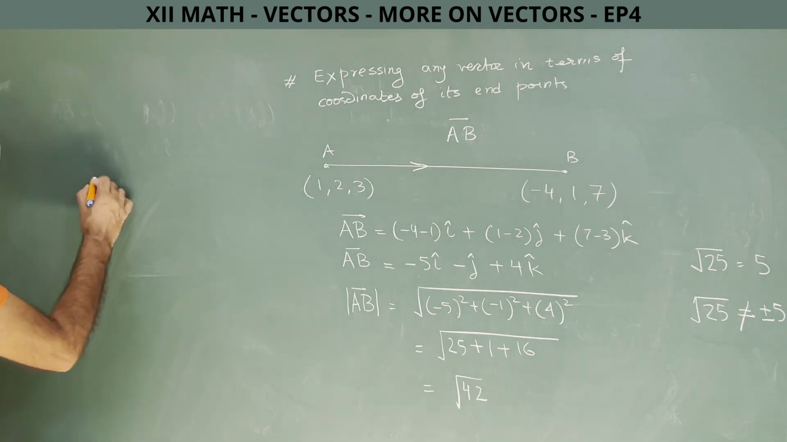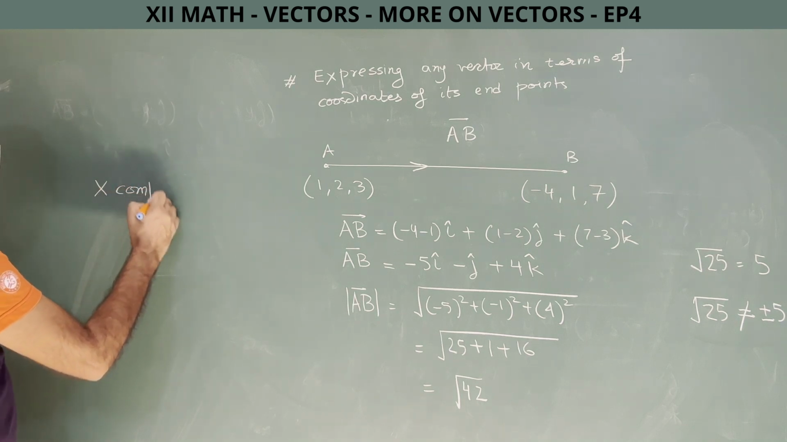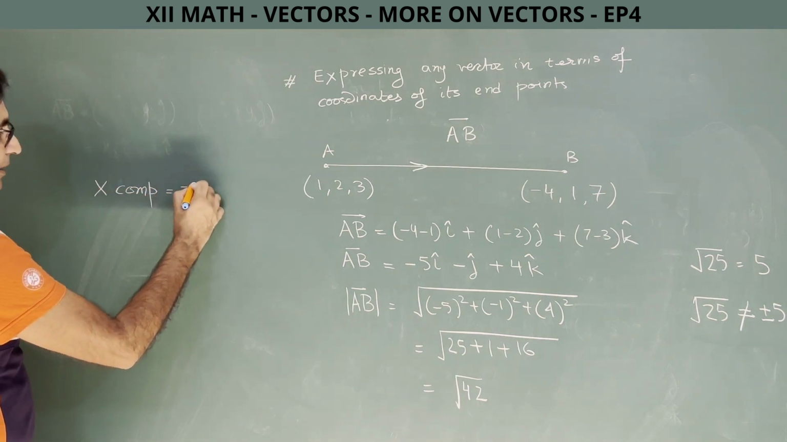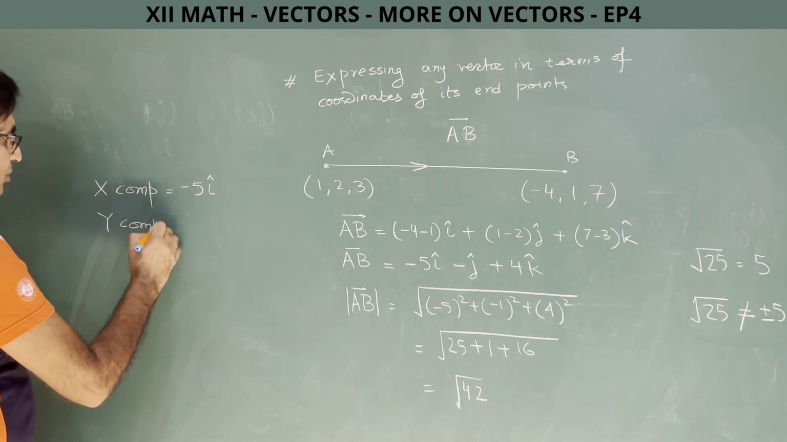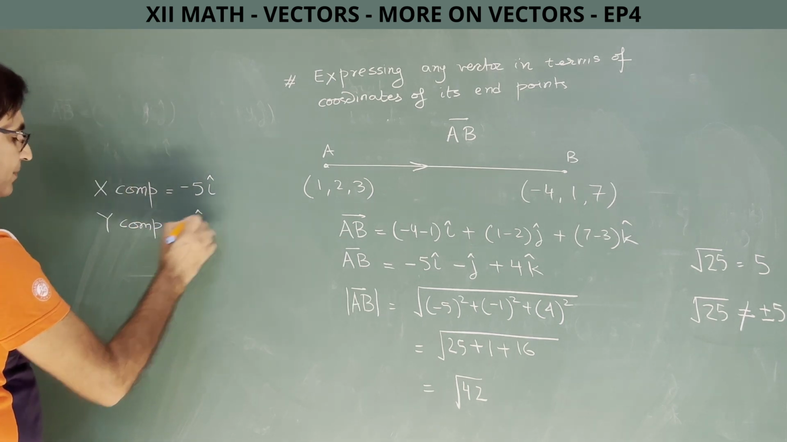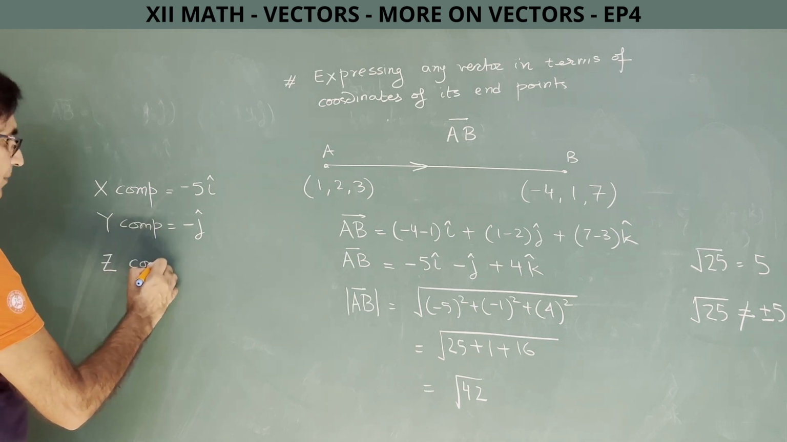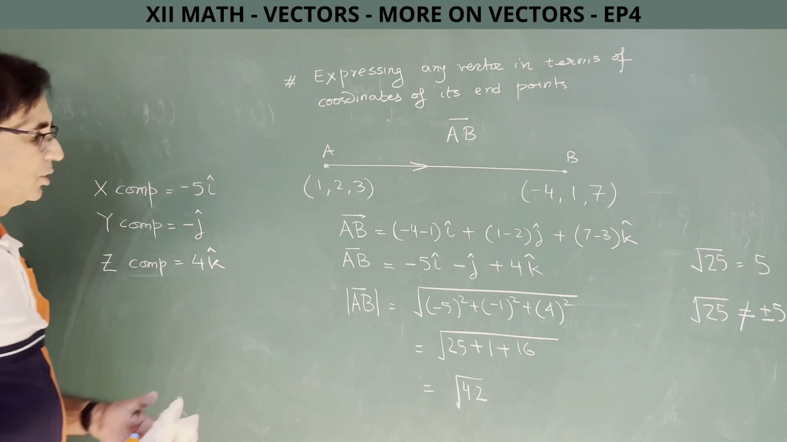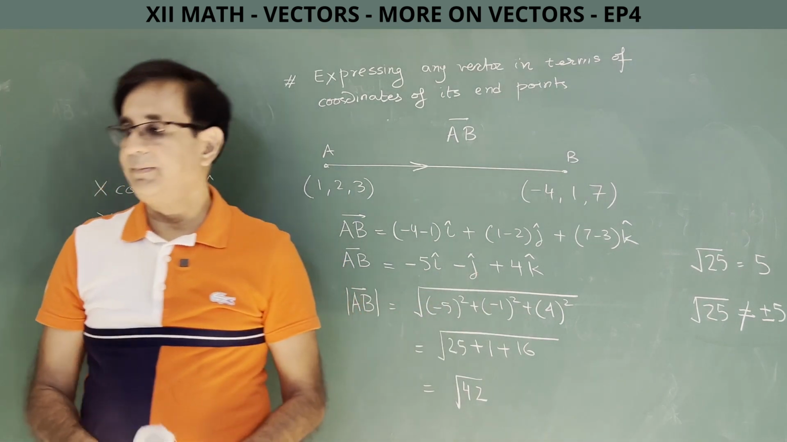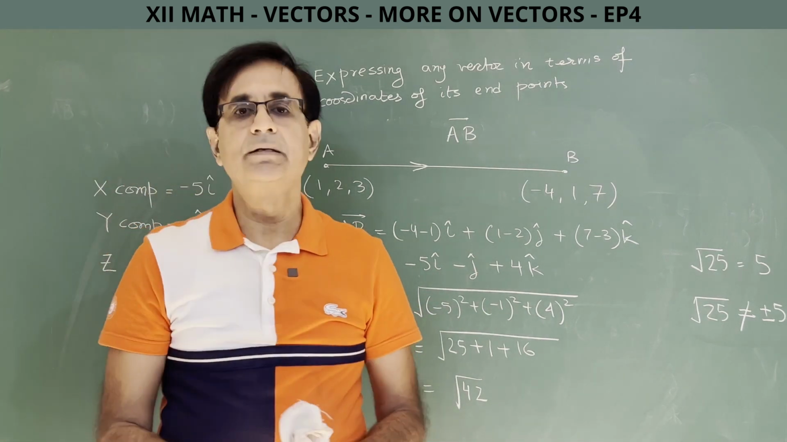And of course, you are in a position to write what is the x component of vector AB? Minus 5i cap. But what are they? I am going to explain. So y component will be minus j cap and z component will be 4k cap. What you mean by components will be taken up in the next episode.